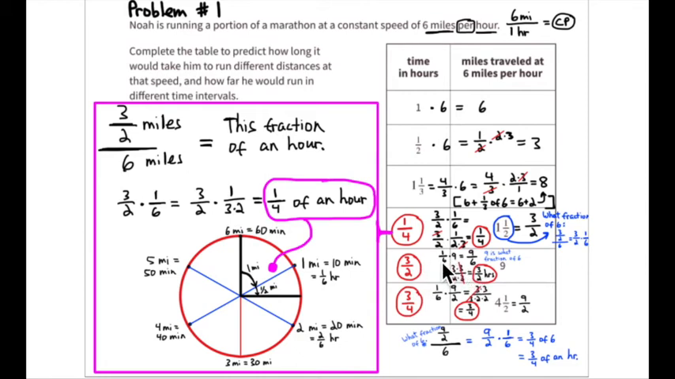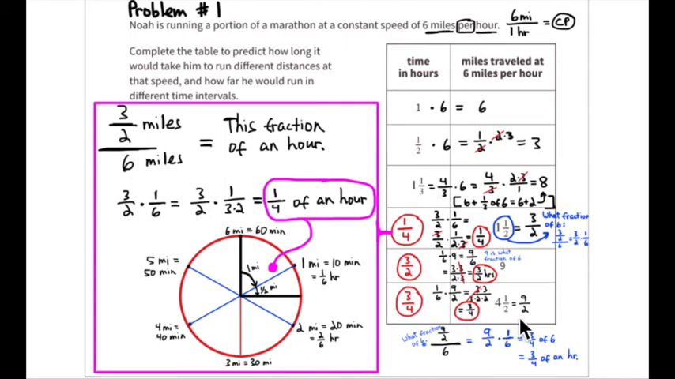So 1/6 of 9 is 1/6 times 9, which is equal to 9/6. And 9/6 simplifies to 3/2. And 3/2 is the same as 1.5 hours. And that makes sense. You run for 9 miles, and you run 6 miles, that's 1 hour, and another 3 miles, that's another 30 minutes, or half an hour. So 3/2 hours is 1 1/2 hours.